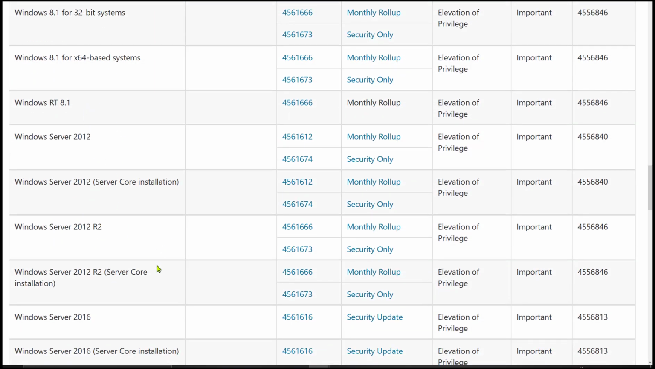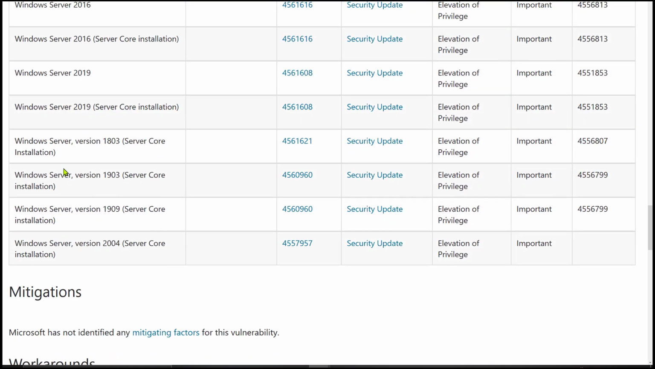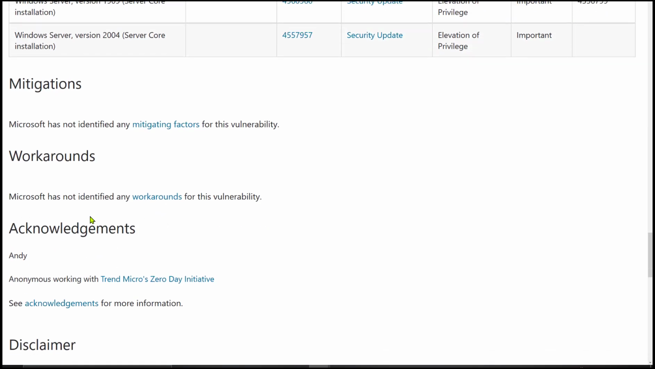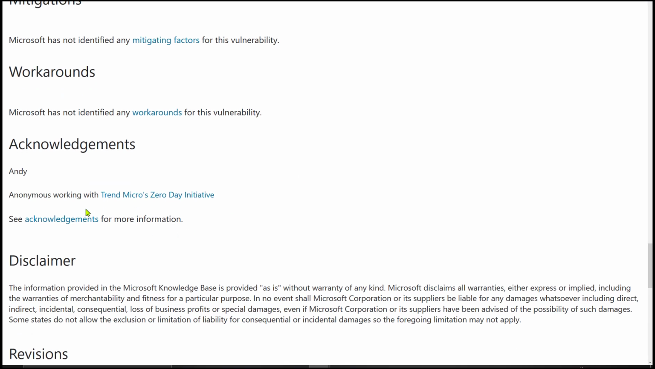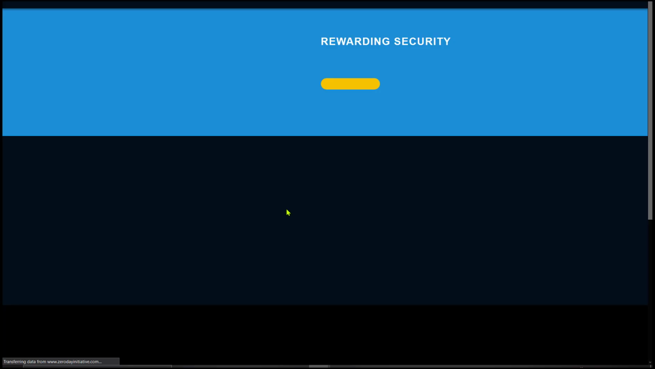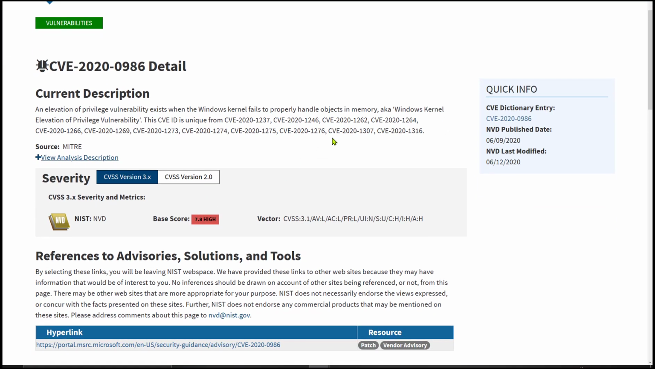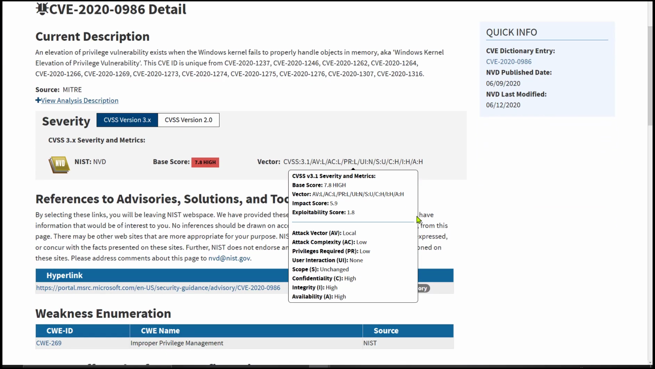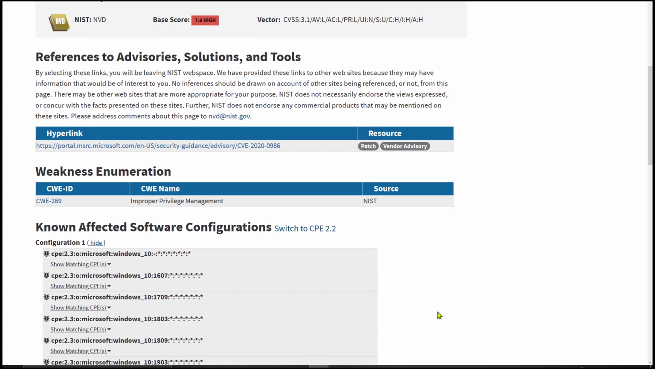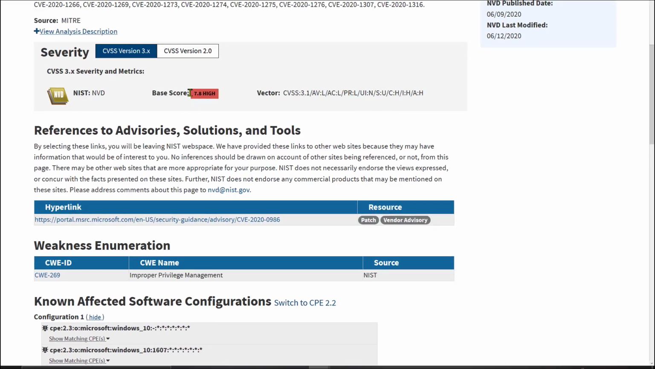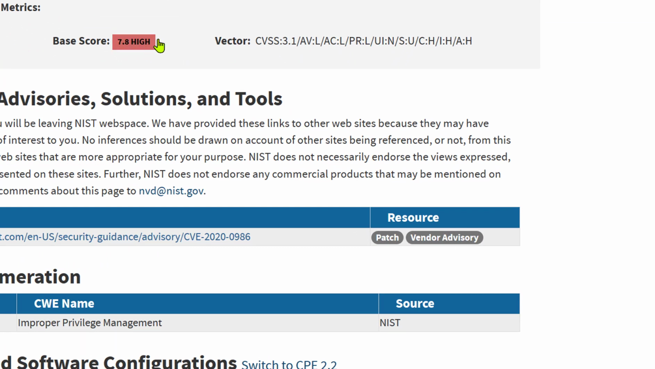Most likely some of these older systems might not be running them, but certainly some of these newer servers. And what are there? From Microsoft, there are no workarounds for this vulnerability, and no mitigating factors for this. It was found anonymously, working with Trend Micro's Zero Day Initiative. We can walk through a couple of these examples, looking at all these different vulnerabilities that were discovered this past month. They're all pretty dangerous, and pretty high as far as the impact to any particular organization.